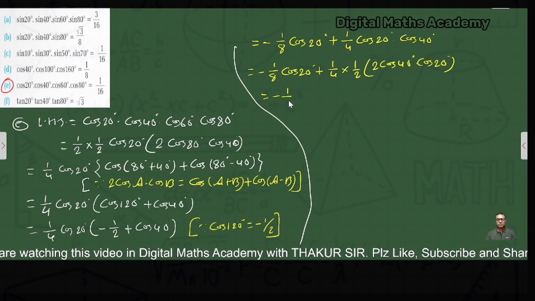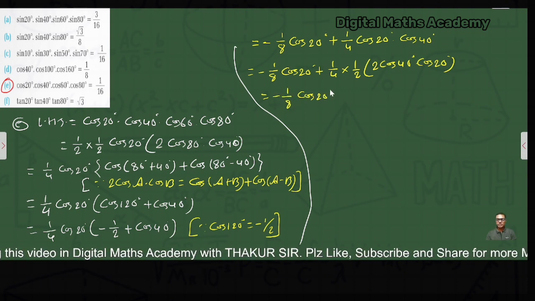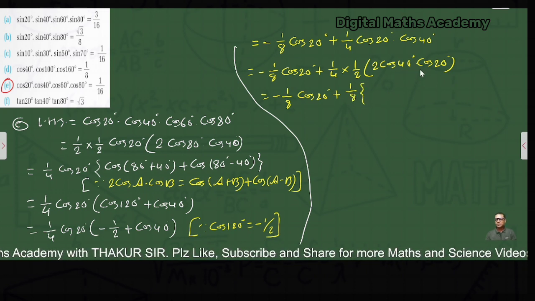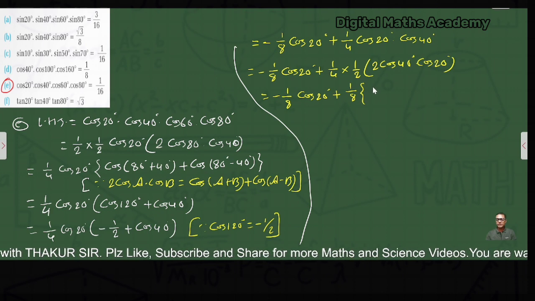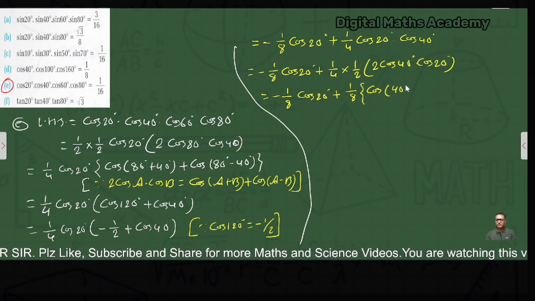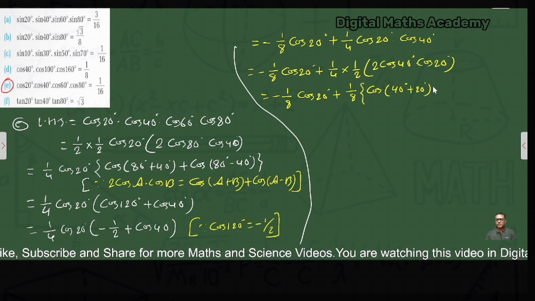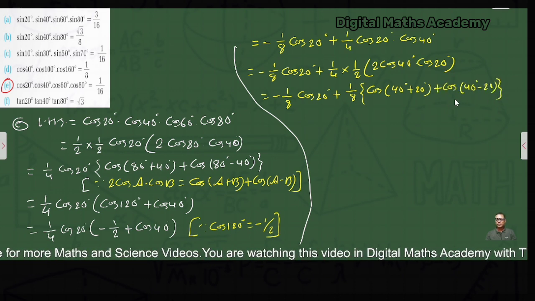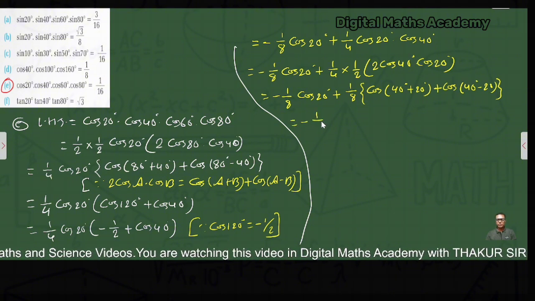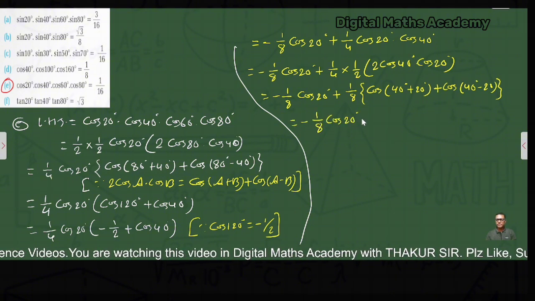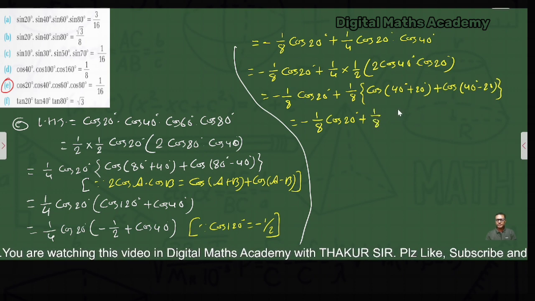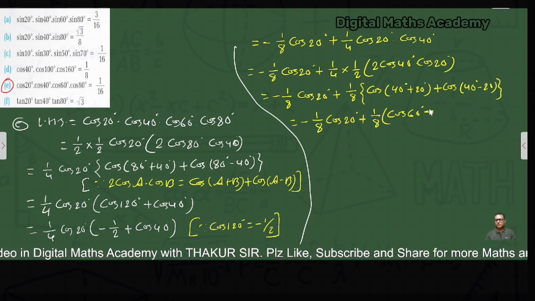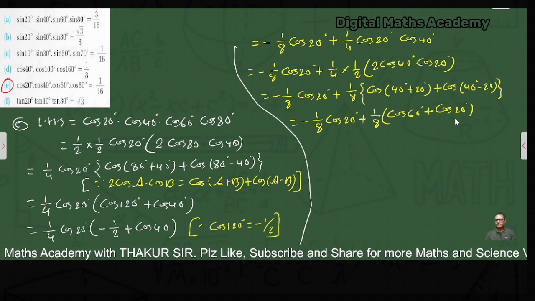Now the simplification, that's 1 by 8 cos 20 degree plus 1 by 8, and once again we write here the formula 2 cos A dot cos B, that is cos (A plus B), 40 plus 20, plus cos (A minus B), 40 minus 20. And now here 1 minus 1 by 8 cos 20 plus 1 by 8, just simplify. So we have here cos 60 degree plus cos 20 degree.